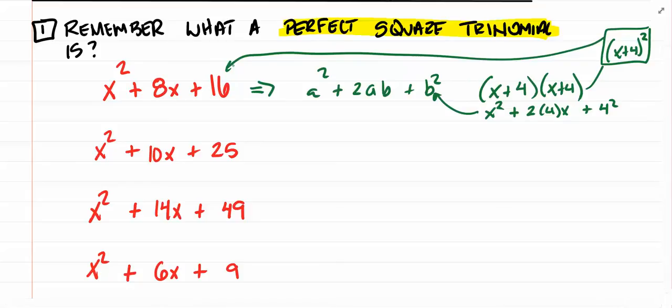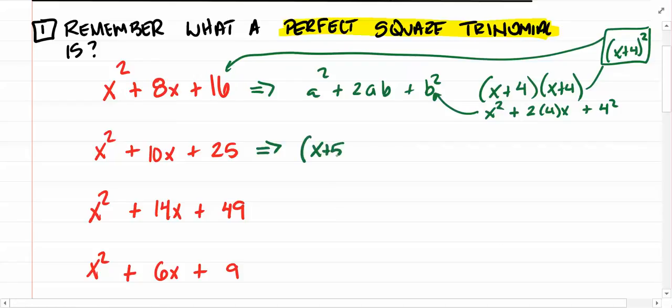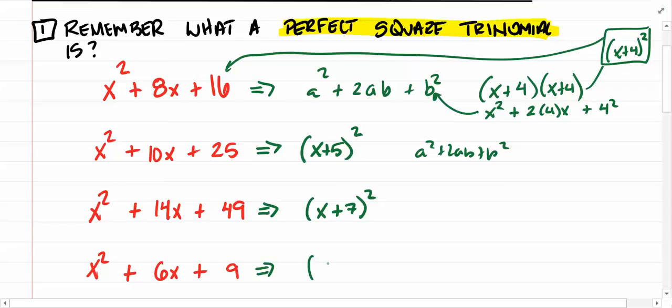So let's look at the second one here. X squared plus 10x plus 25. This is another perfect square trinomial, because it can be written as x plus 5 quantity squared. Because it has the form of a squared plus 2ab plus b squared. Sorry, I keep messing that up for you. Okay, this is another perfect square trinomial. This is going to be x plus 7 quantity squared. Here's another perfect square trinomial. This is going to be x plus 3 quantity squared.